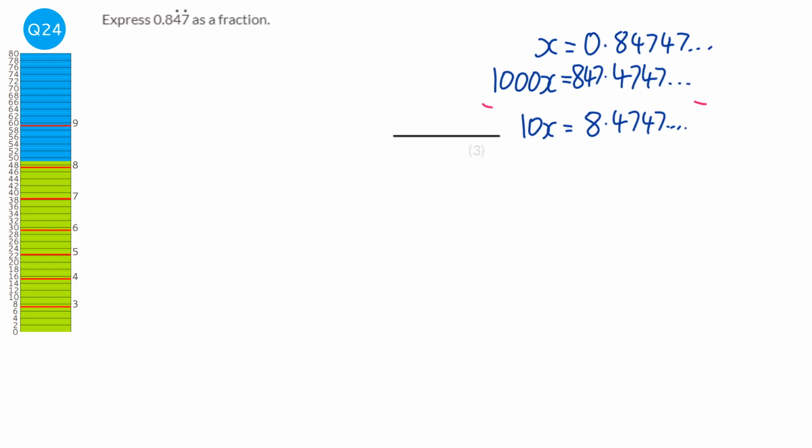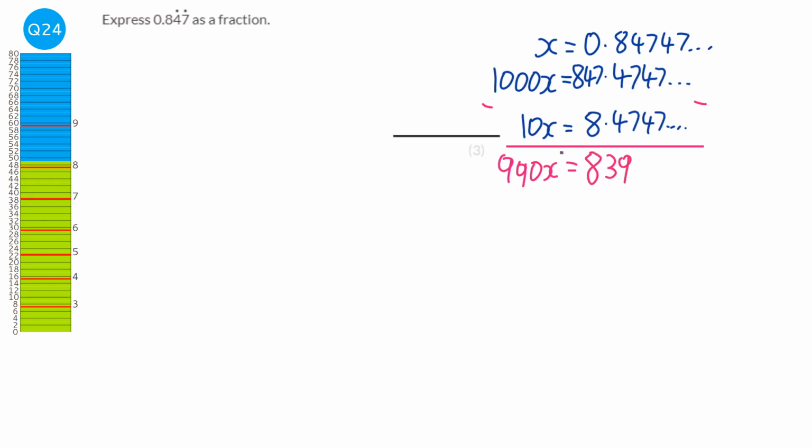Next, I'm going to take away everything. So 1,000x take away 10x, and that's going to be 990x. And then 847.4747, etc. take away 8.4747, etc. It's just going to be the same as 847 take away 8, because the recurring stuff will just cancel each other out. So 847 take away 8 is 839.